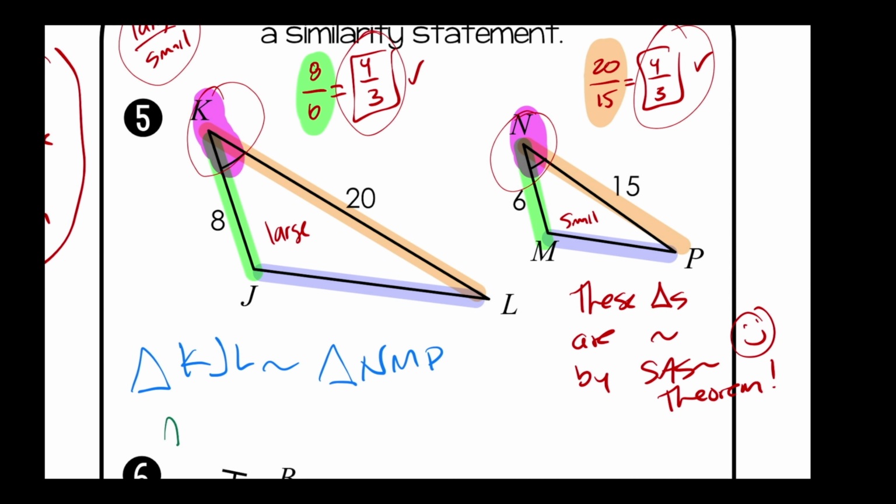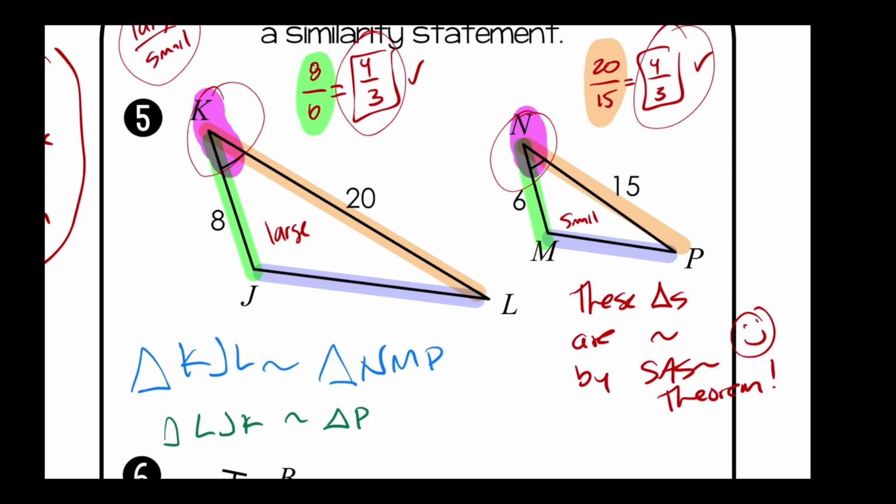I did triangle LJK. You did triangle LJK. Okay. So if you did a different order, that's fine, as long as you put the second one in the same matching order. So what does L correspond with? L and P. Exactly. So I'm going to put P first. And what does J match up with?